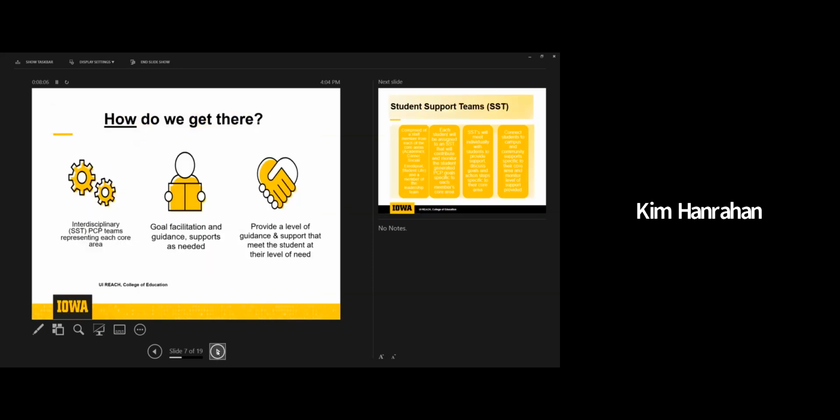So how do we get there? We do that by having interdisciplinary teams that I've talked about that will provide goal facilitation and guidance supports as needed, and then provide a level of support that meets the needs of the student where they're at. Some students will need a lot more supports, others will need much less, and that can be determined by the team.